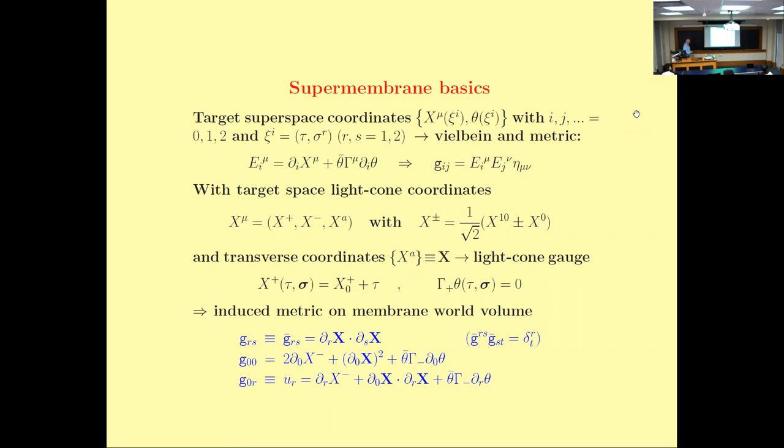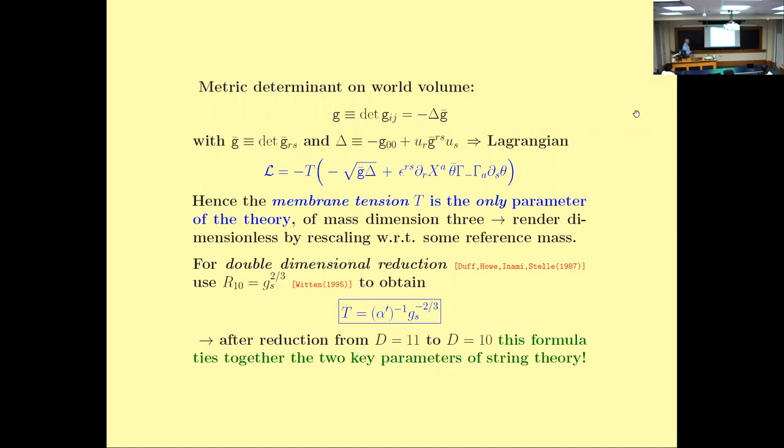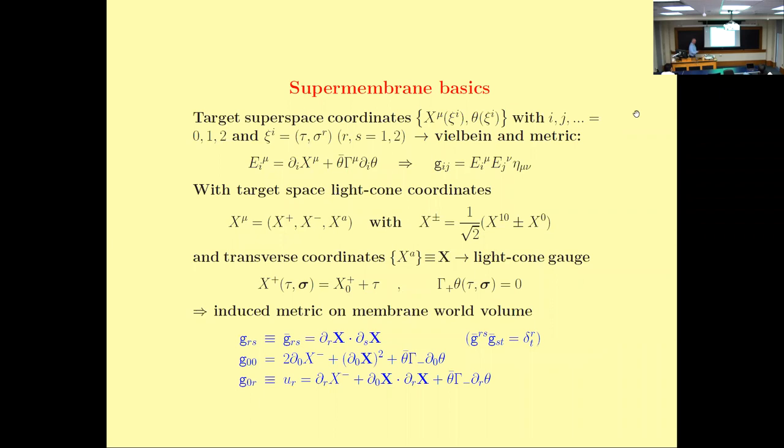Okay. And this is then something you substitute into the Nambu-Goto action. So it's a determinant of a 3x3 matrix, but it proves convenient to write this as the determinant of the spatial 2x2 metric times some factor. This is just a standard formula. Well, this delta depends on the time coordinate, also the off-diagonal components, where these U's are defined like this. So it contains a combination of the derivative of the longitudinal, the X^minus coordinate, plus other stuff.